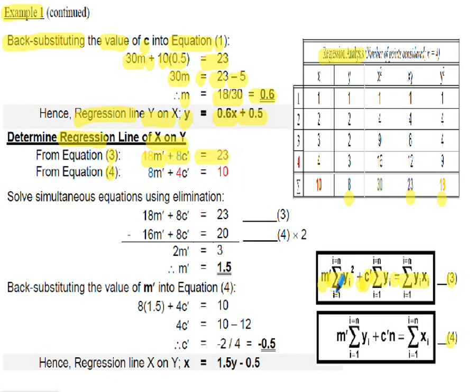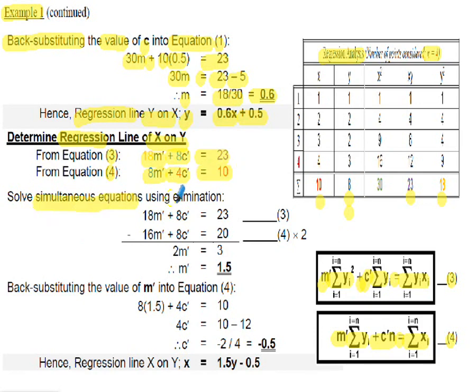For equation 4, it's m dash multiplied by the summation of the y values. Again, that's 8, so that's 8m dash. And it's plus c dash times n. N, of course, is 4. There are 4 points we plotted here, so that's plus 4c dash. And that's equal to the summation of the x values. The x value is 10 here, so that's equal to 10.